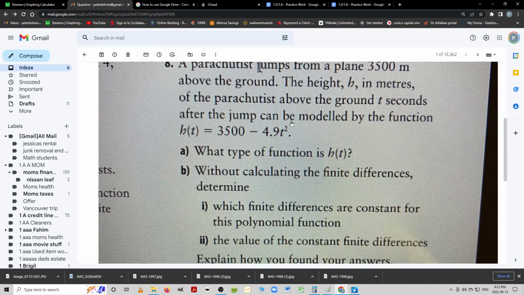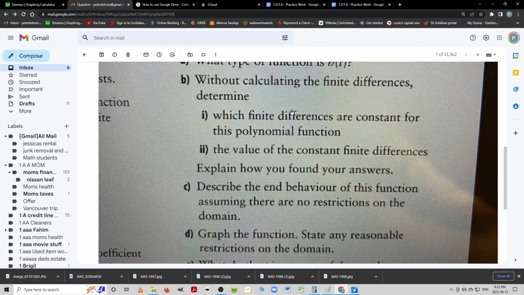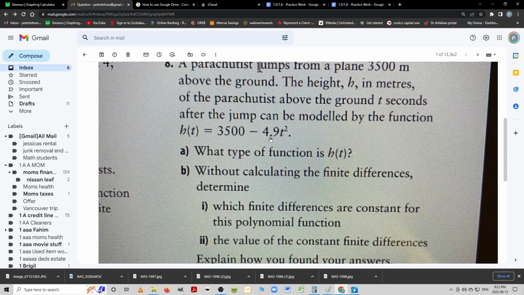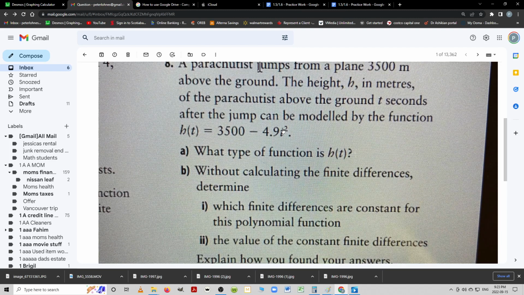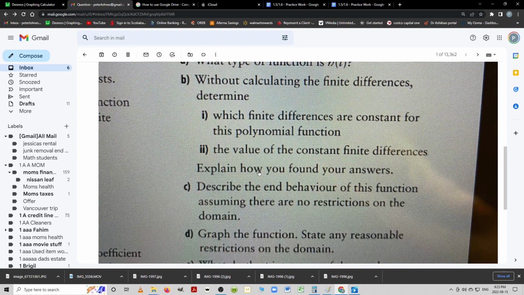What type of function is it? It's a downward facing parabola. Without calculating finite differences, determine which finite differences are constant. For that, we know that for a parabola, it's the second differences, and it'll be 2 times its leading coefficient. So 2 times minus 4.9, which is 9.8, which makes sense because 9.8 is the acceleration due to gravity. Explain how you found your answers.